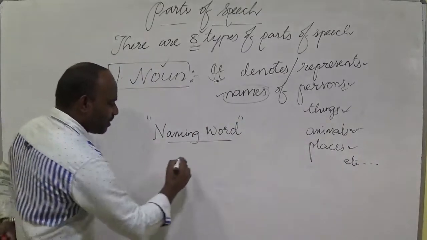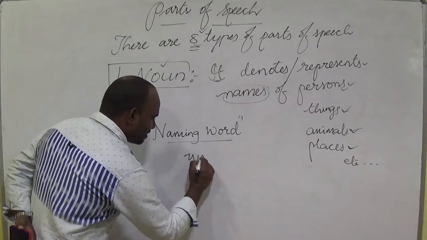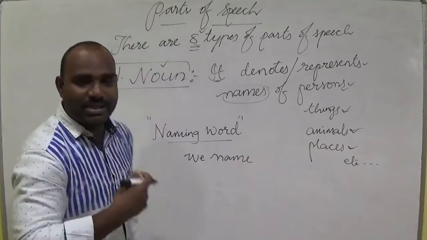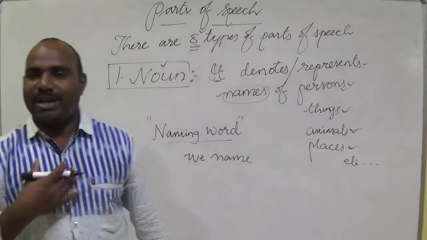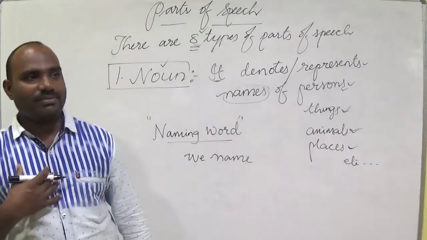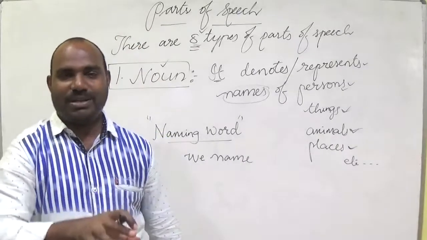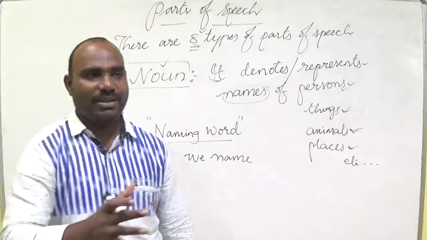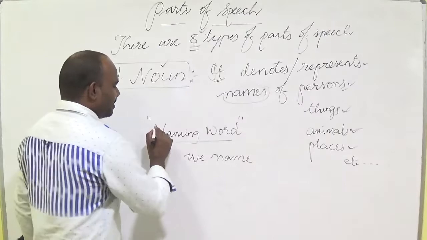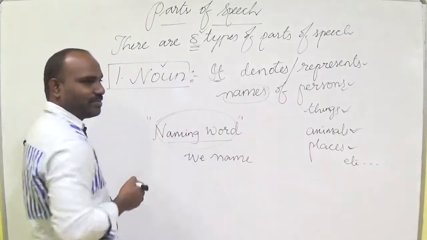Naming word means here, we name things. For example, my parents named me Srinivas. This place is named Nagara. You see, all the names are called nouns. That's why it is simply called a naming word.